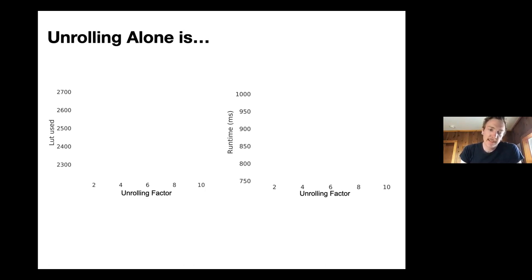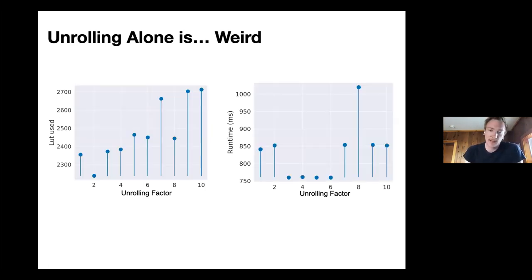What I'm showing you is two different plots. I alluded to a second ago that the main factors you care about are the area, that is how much of the FPGA is being used, that's the LUTs used on the left-hand plot here, and the performance, so that's the runtime in milliseconds on the right-hand plot here. So what you would expect is that if you do this unrolling, that is, you ask the HLS tool nicely to create duplicates of the logic, you should, generally speaking, get a larger and larger design that runs faster and faster. So we should see a smooth trend going upward in the left-hand graph and downward in the right-hand graph, which would be really nice, but it's exactly what doesn't happen.